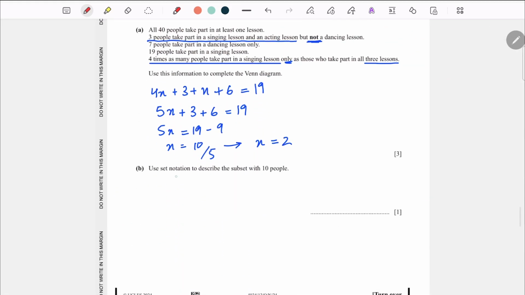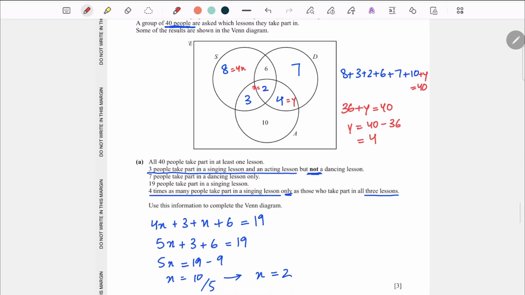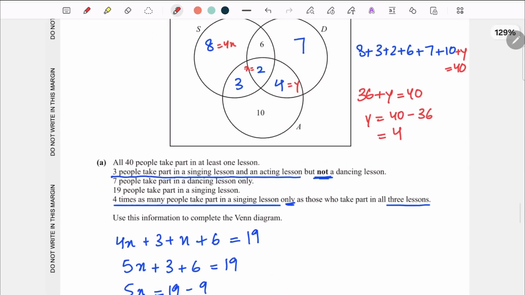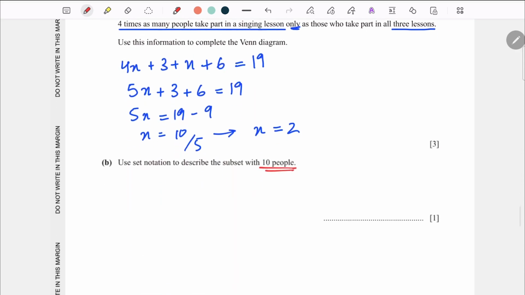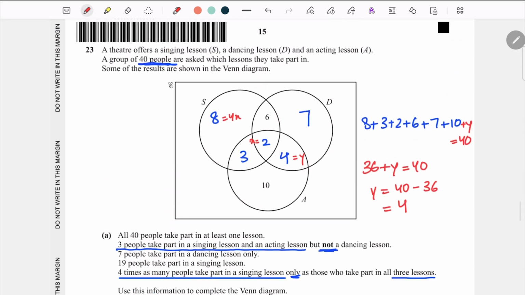In part B, use set notation to describe the subset with 10 people. So 10 people is basically this subset right here. This is basically people that only take part in acting. So basically it's this region right here. This region is only A, it is outside S, and it is outside D. So the region outside S means S complement, and the region outside D means D complement.